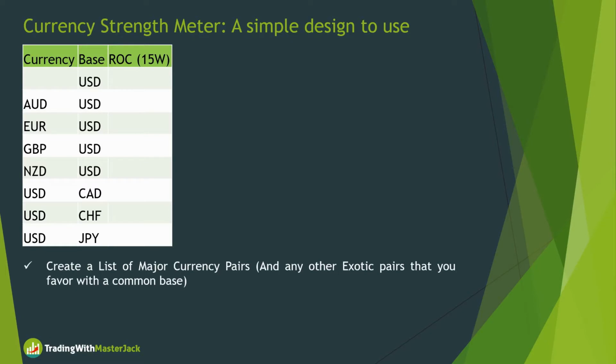You create a list of major currency pairs and of course any other exotic pairs that you favor with a common base. In this case you see we've got all the major pairs here: Australian dollar, euro, pound, New Zealand dollar, the Canadian dollar, the Swiss franc, and the Japanese yen. Then you calculate the rate of change for each pair over the last 15 weeks. Now, first off, the US dollar will be at 0 because the US dollar to the US dollar has no rate of change, so it would be 0.